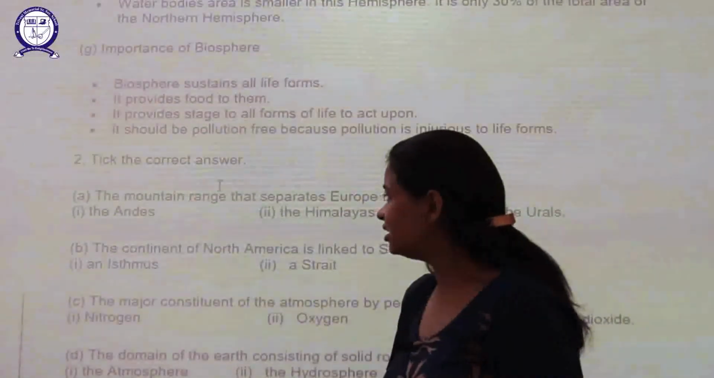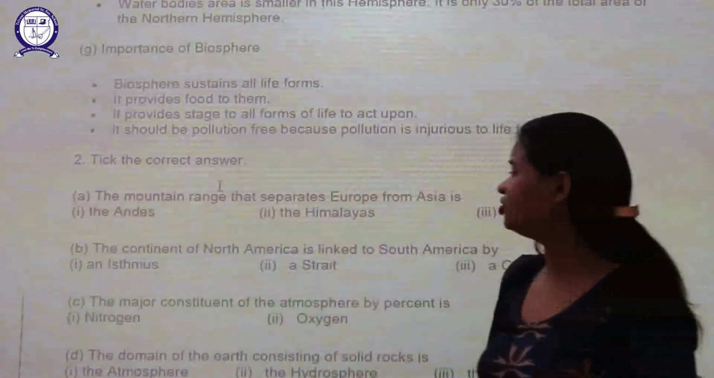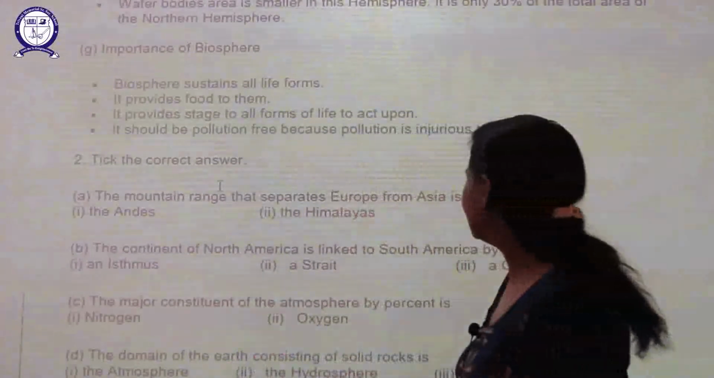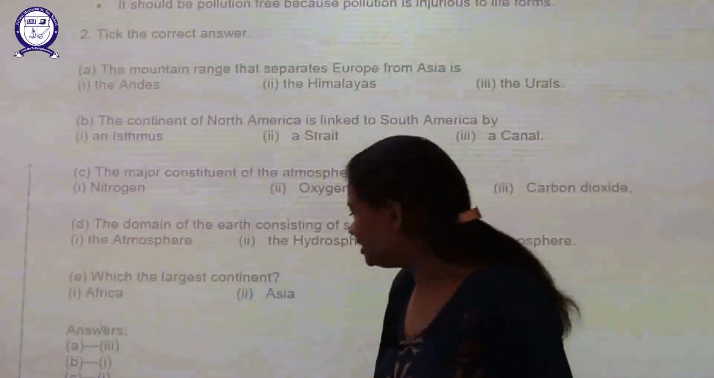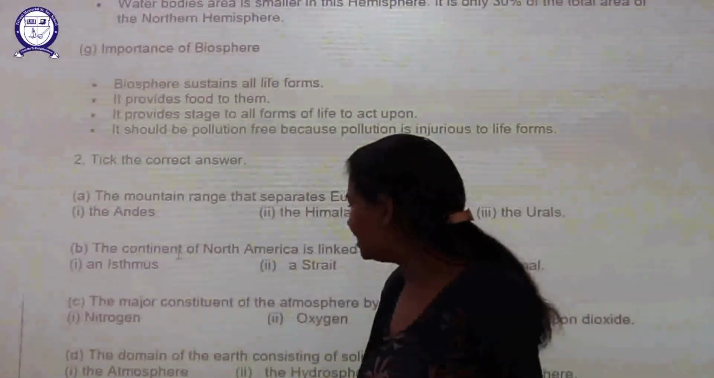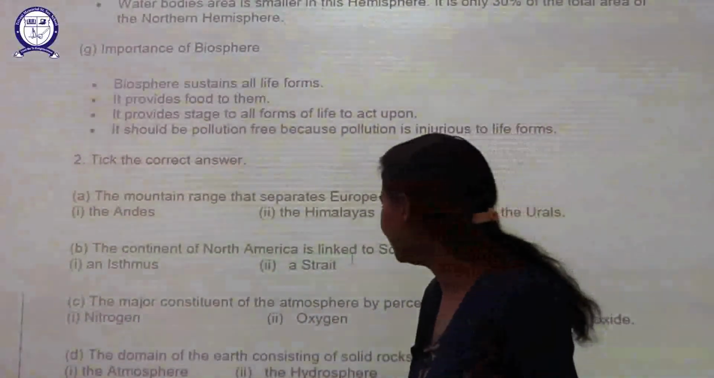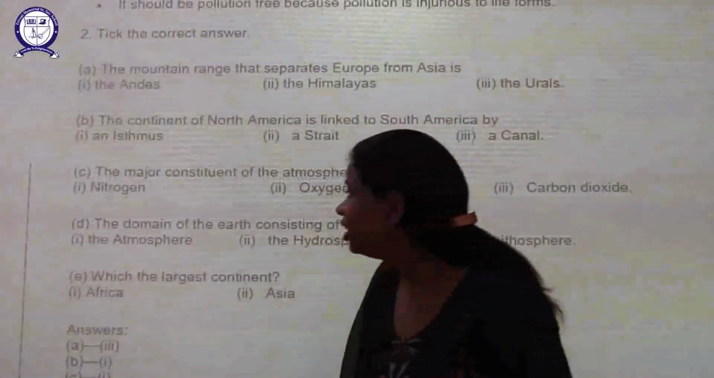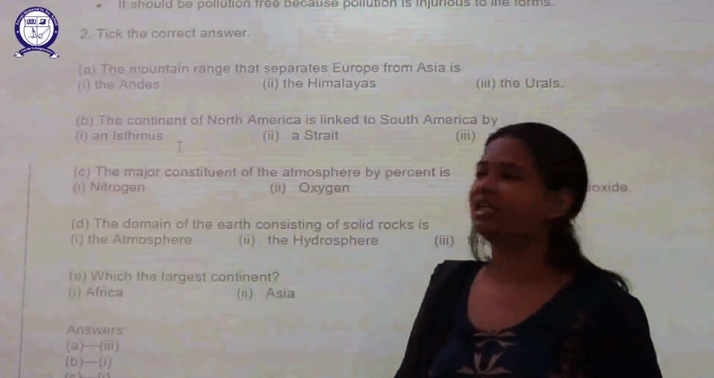Then your next is, tick the correct answer. First one is, the mountain range that separates Europe from Asia. Which one is that? The answer is the Himalayas. The next is, the continent of North America is linked to South America. That I already told you, that is linked with the help of the Isthmus of Panama. We studied about that in our chapter only.